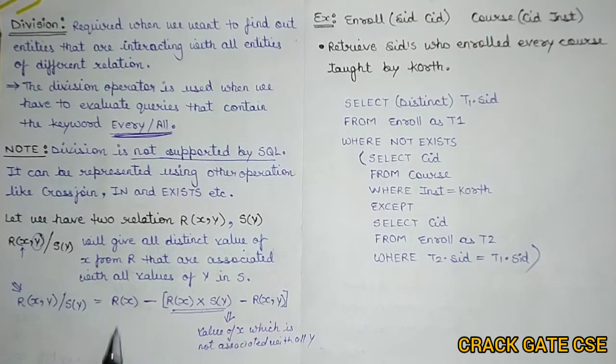So if from all values of X we subtract the values of X which are not associated with all Y, we will be getting the values of X which are associated with each value of Y. So this is how internally the division operator works.